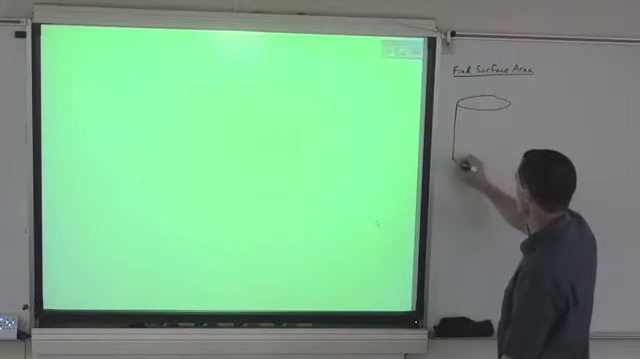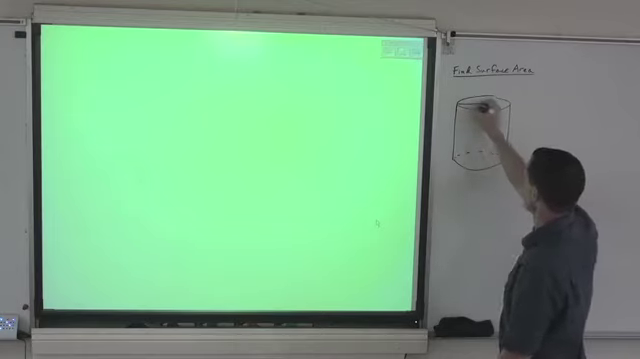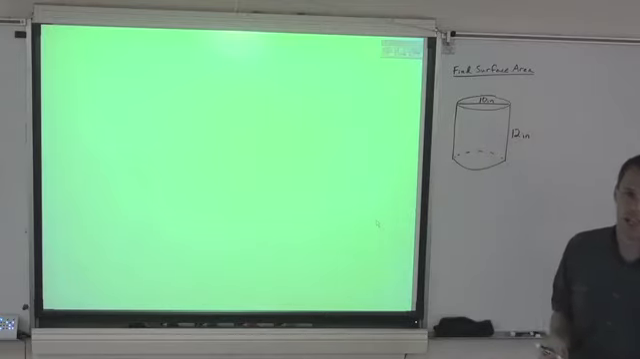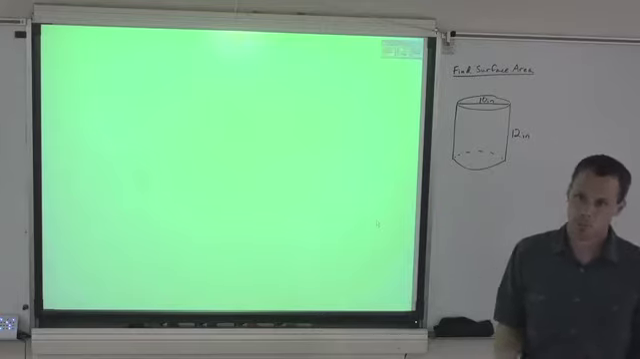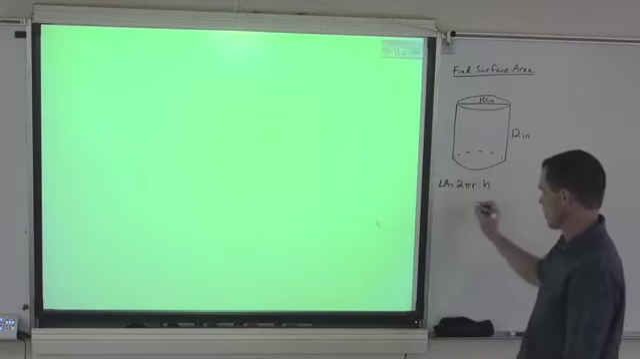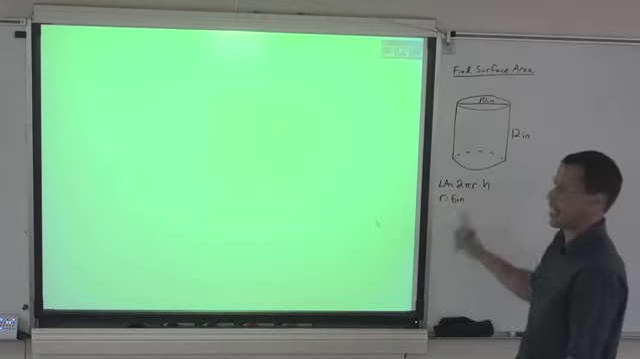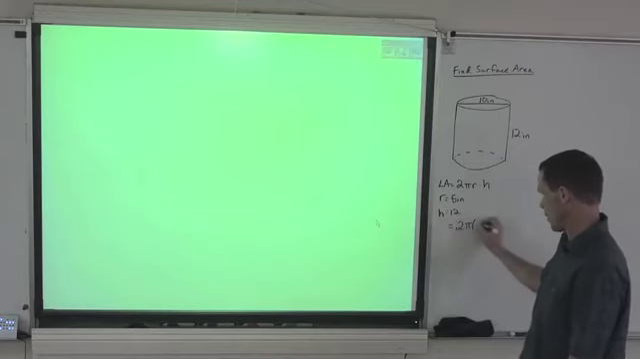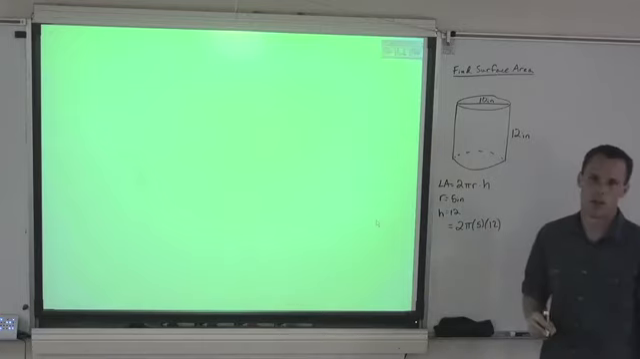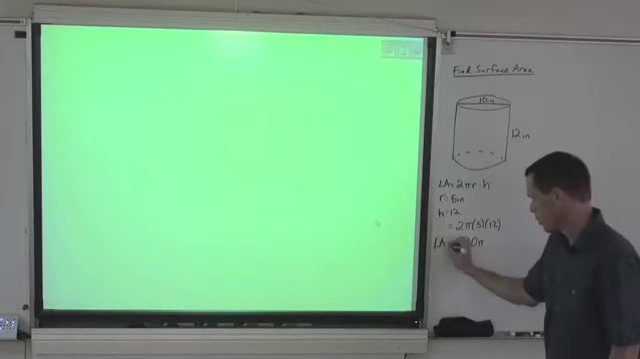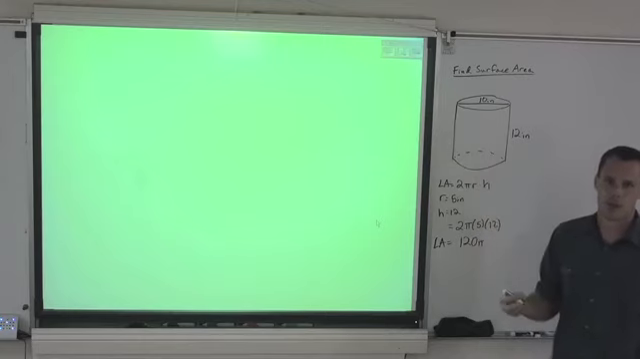Now, let's draw a cylinder. We've got our little circular top, circular bottom, and we'll give it a diameter of 10 inches and a height of 12 inches. And we need to find the surface area of this cylinder. Plug in the formulas. Lateral area equals 2 pi r times height. Well, my radius is equal to 5 inches, not 10, that's the diameter. And my height is equal to 12. So we have 2 times pi times 5 times 12. 5 times 12 is 60, times 2, 120 pi. This is my LA. That is the area of the wrapper around the can.